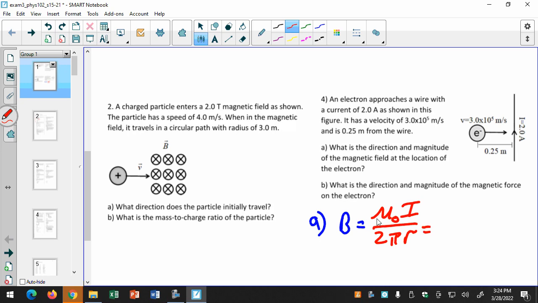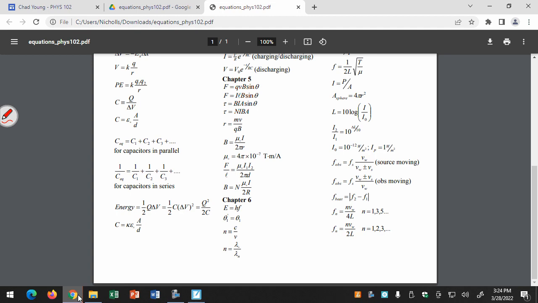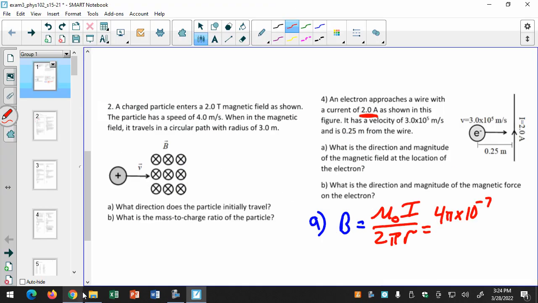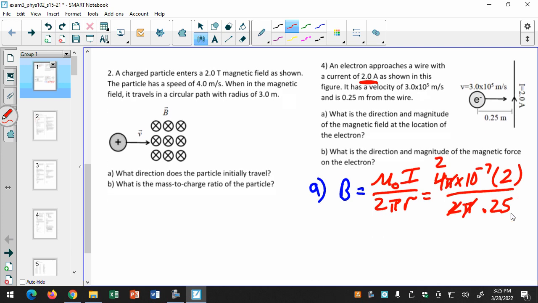I have I, it's 2 amps. So this is 4 pi times 10 to the minus 7. Minus 7? Yeah. 2 divided by 2 pi. It's convenient. And then the radius is 0.25. So the pi's cancel, the 2 cancels, gives me that 2. So I get 16 times 10 to the minus 7. So that is my magnetic field.